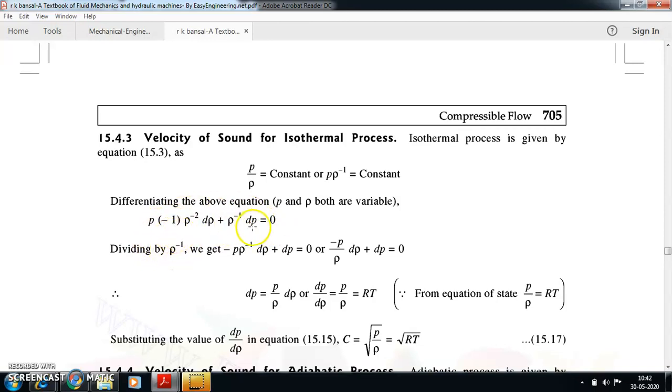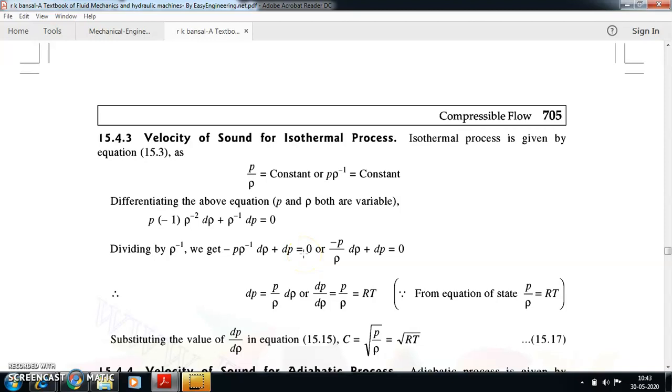Let me divide the whole equation by rho to the power of minus 1. After dividing it, I am going to get minus p. I am just multiplying this minus with this p. So minus p, rho to the power of minus 2 divided by rho to the power of minus 1. When I apply the indices law, it will be rho to the power of minus 2 plus 1, so minus 1 will remain. So rho to the power of minus 1 into d rho, plus this rho to the power of minus 1 divided by rho to the power of minus 1, they get cancelled, so dp is equal to 0.